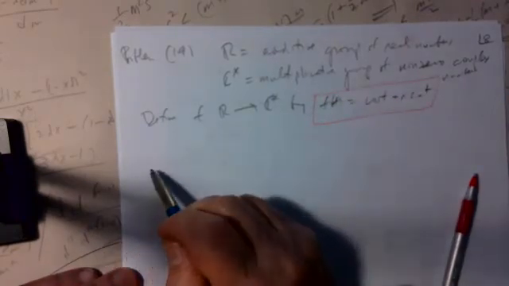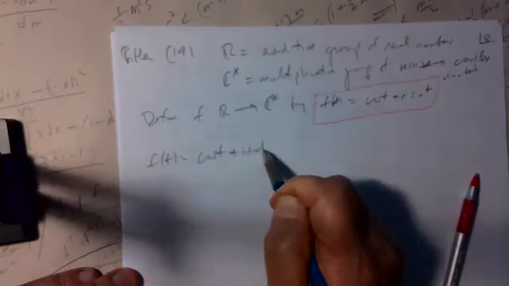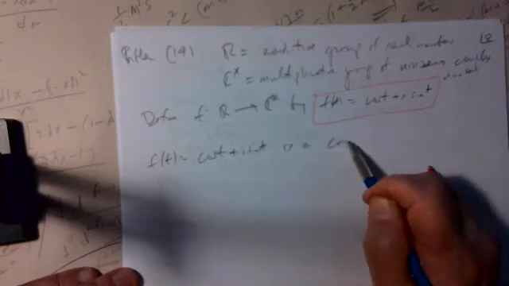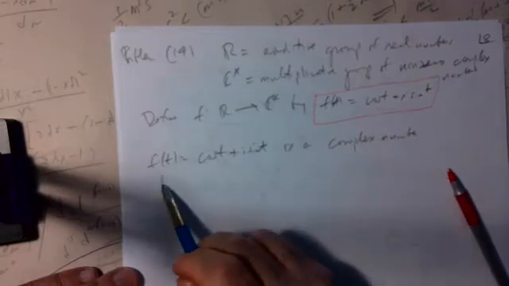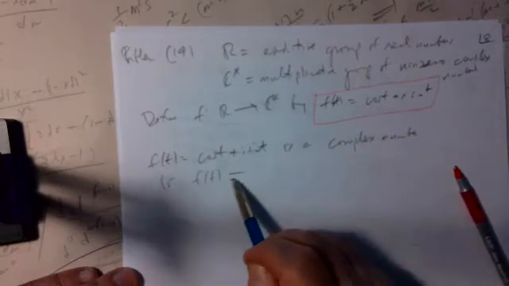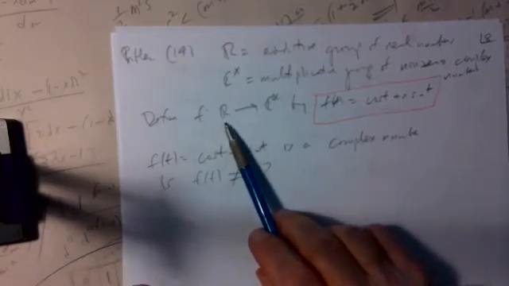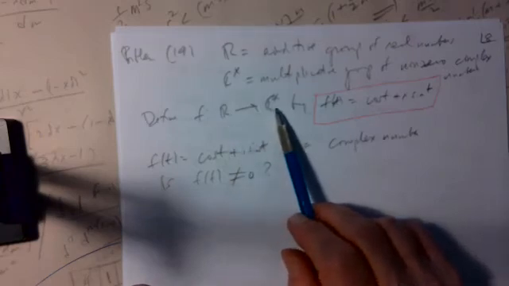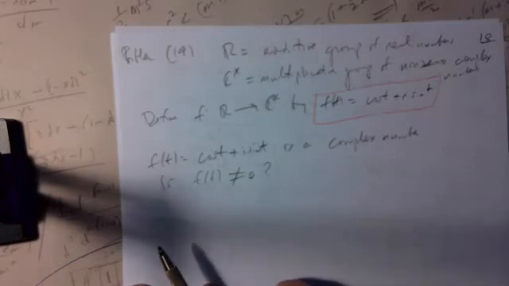So the first thing you have to check is the following. f of t, cosine t plus i sine t, is a complex number. But is f of t different from 0? I said f is a function to the non-zero complex numbers. How do we know that this number is non-zero? Can anyone tell me?